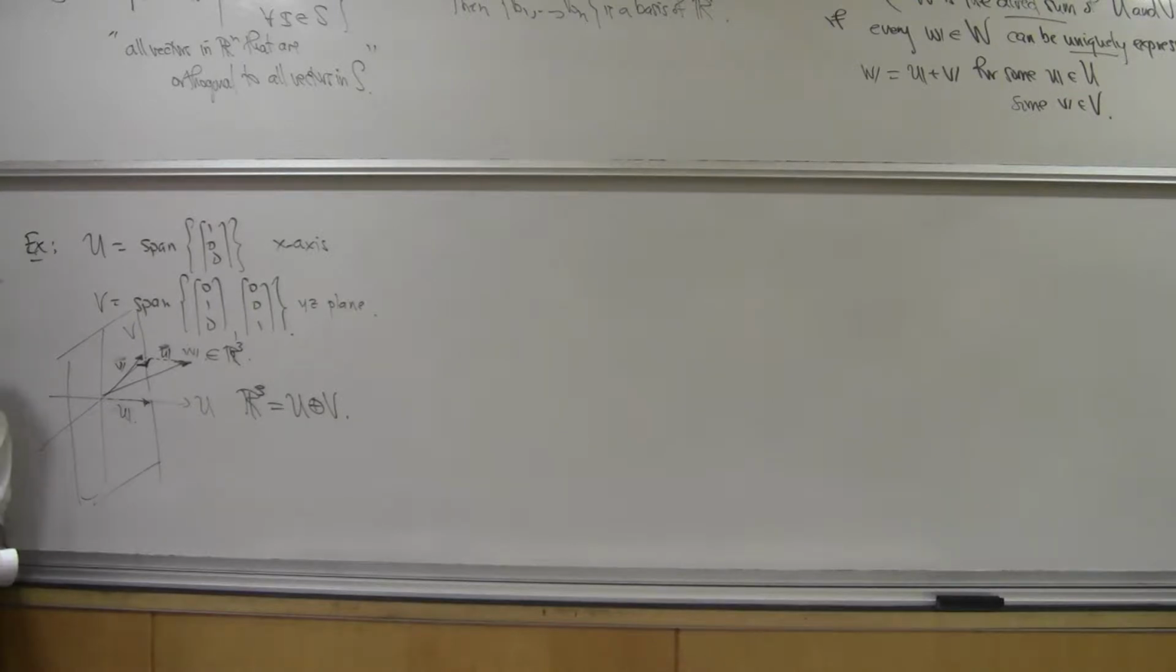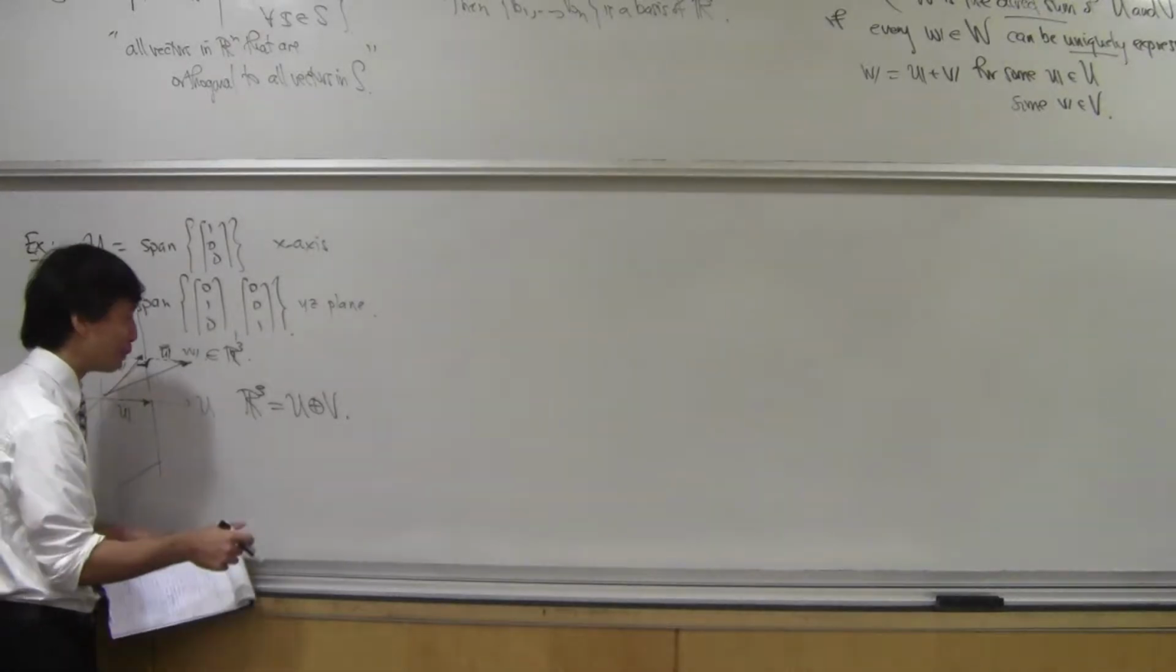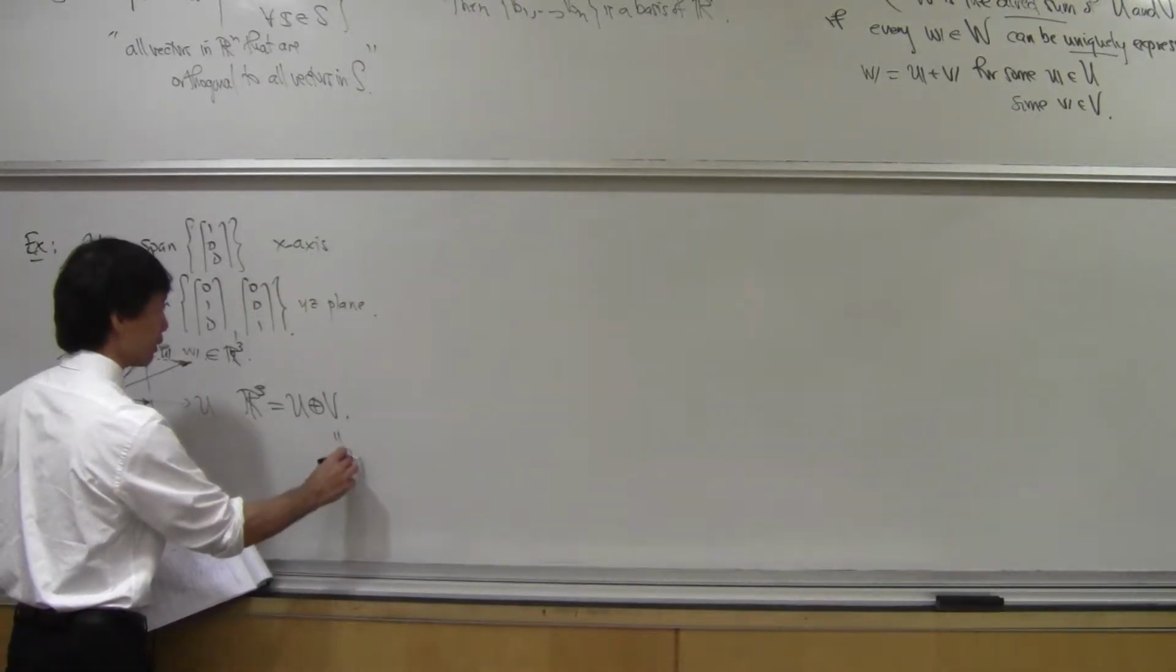So are U and V orthogonal complements? They actually are. So secretly, and I wasn't going to say it yet, but you revealed it. Notice that actually this V is the orthogonal complement of U.